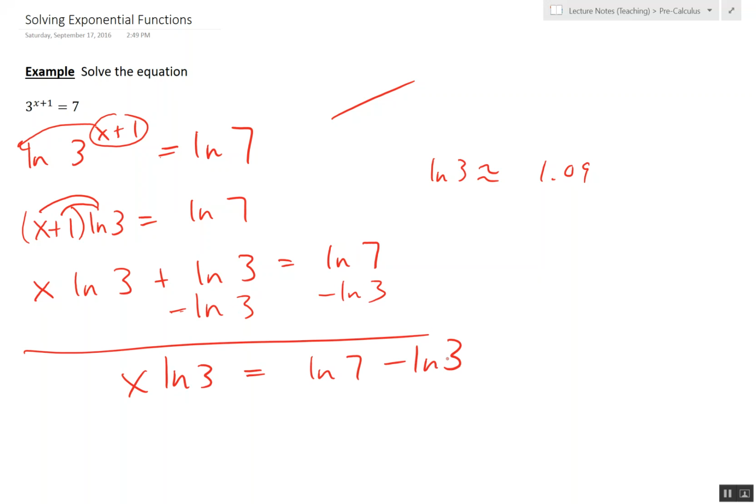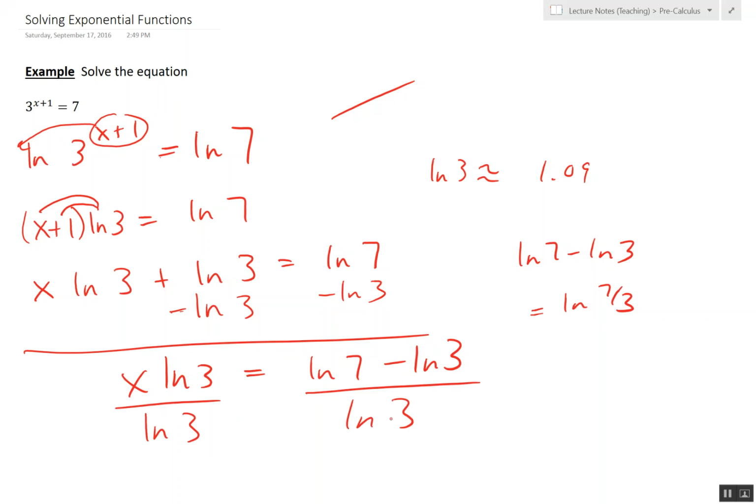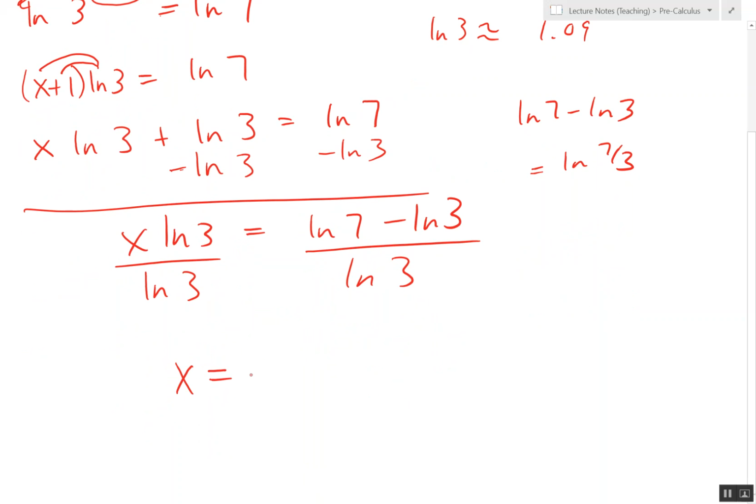Notice that since what you're taking the ln of is different, these are unlike terms. You can rewrite ln of 7 minus ln of 3 as ln of 7/3, but there's no real advantage to that, so I'm just going to leave it as a subtraction. And then all we do is divide both sides by ln of 3, and we get that x is equal to ln of 7 minus ln of 3, all over ln of 3. Note that you can't cancel the ln of 3's because the subtraction doesn't make that possible.